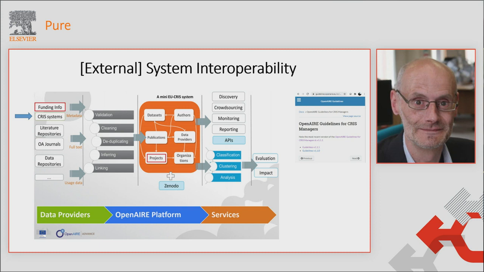You can see on the right-hand side the OpenAIRE guidelines for CRIS managers. This is the specification for this information exchange that will allow datasets, authors, publications, projects and organizations to be exported and aggregated so that we can get a really good snapshot of the research outputs and beyond carried out at a European research area level.